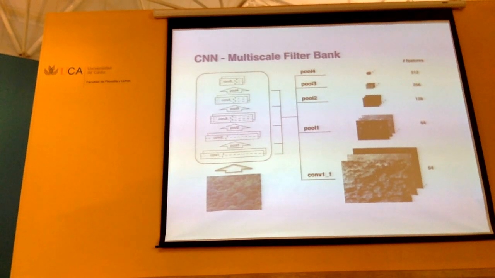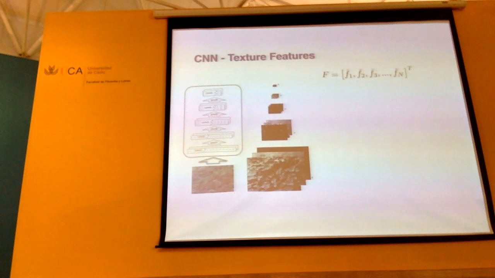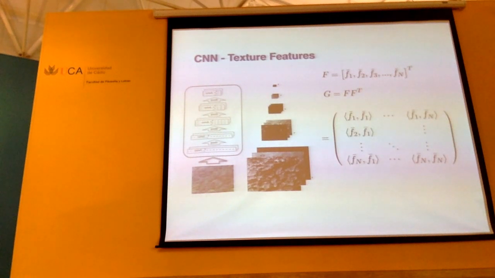In this way we obtain a multi-scale filter bank, and at each layer we consider those outputs as features. What we use as texture features, what we need, is something that gets rid of the spatial information. The simplest thing that you could do is to just average over space. The second simplest thing that you can do is take a correlation matrix, something like the autocorrelation function.